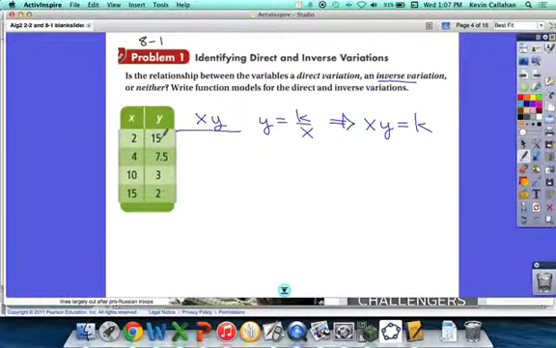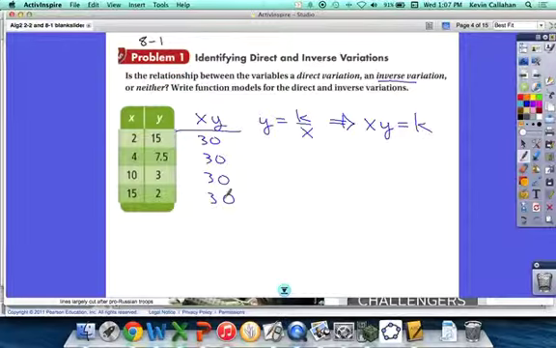2 times 15 is 30. 4 times 7.5, that'd be 28 plus 2, 30. 10 times 3, 30. 15 times 2, 30. So in every case, x times y is a constant. It's 30.